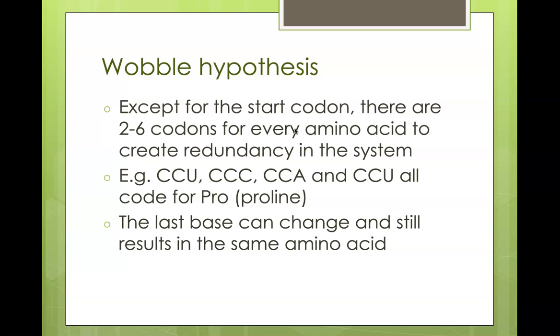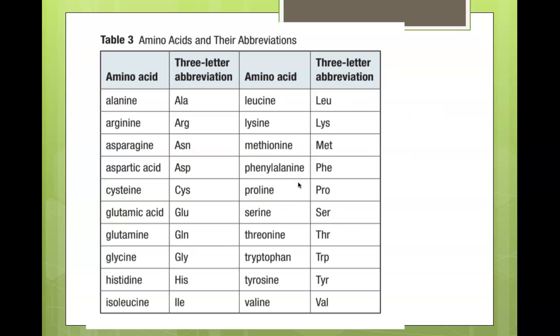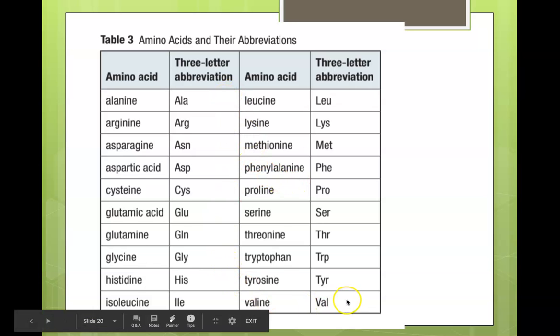There's something called the wobble hypothesis, and that accounts for any mistakes that might happen. It results in a redundancy. So if you have CCU or CCC or CCA, they all code for the same thing, that's proline. So if there's an error at the last base, then you'll still get the same protein, which is really great. You can see some amino acids and their abbreviations here.